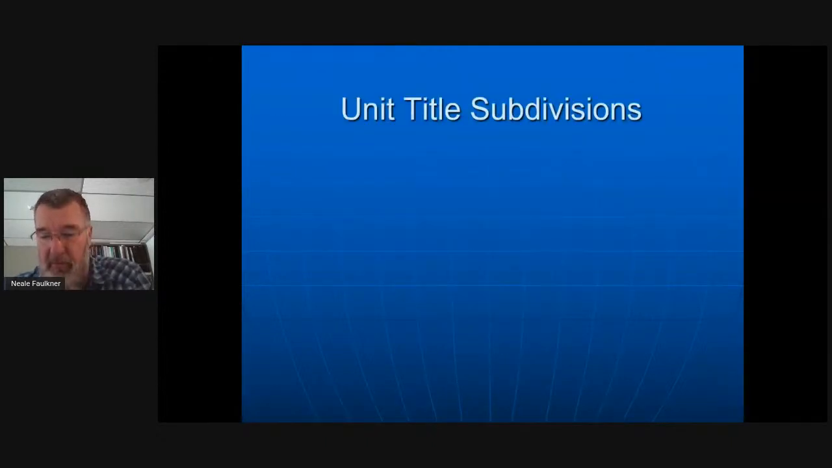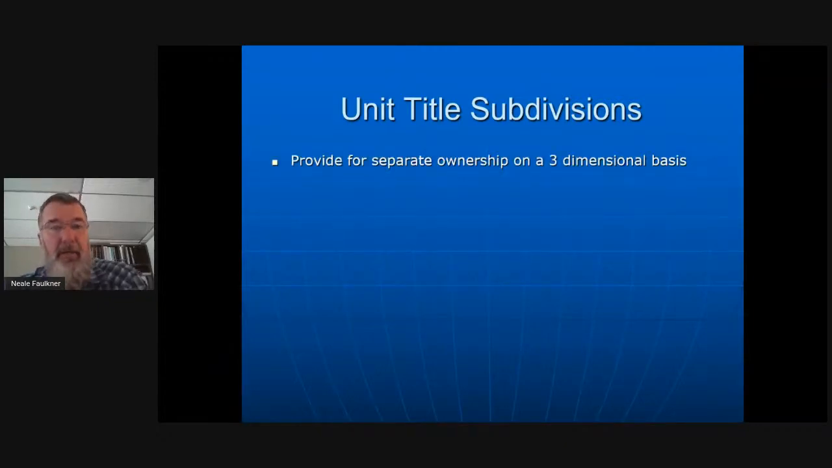So unit title subdivisions, I'm going to start simple and then get into some more complicated stuff. For those of you who are new to unit title subdivisions, I'm going to cover some of the basic concepts. For those of you who have been involved, those will be pretty simple, but we'll start getting into the meat of it pretty quickly. So anyway, unit title subdivisions.